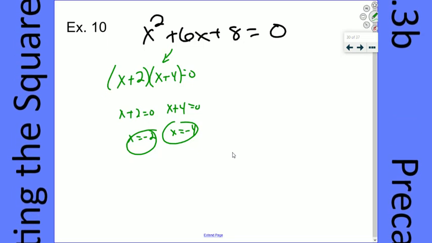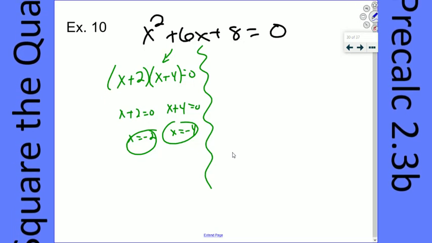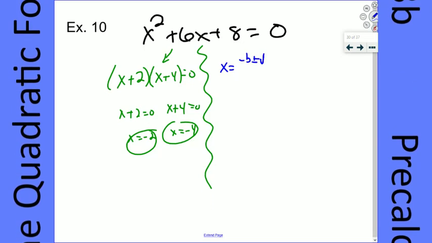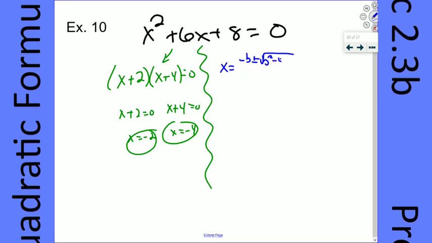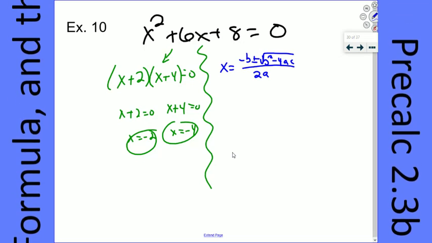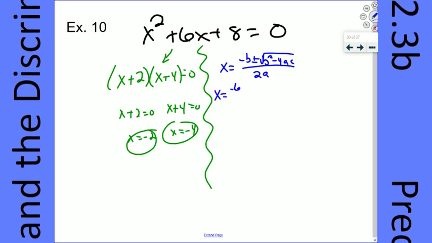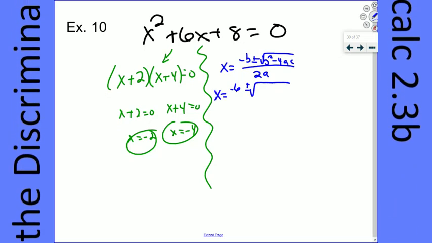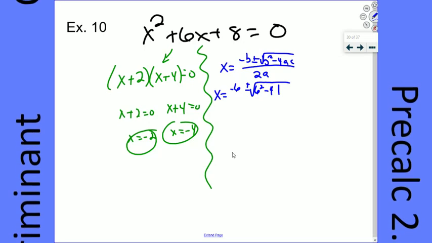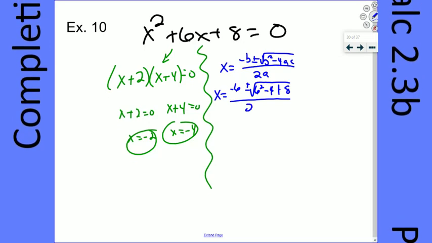All right, but in case you didn't recognize that you could factor, and you didn't want to use completing the square, you could use the quadratic formula. So x equals negative b plus or minus the square root of b squared minus 4ac, that whole thing over 2a. Let's fill in our a's, b's, and c's. x equals negative 6 plus or minus the square root of 6 squared minus 4 times a, in this case 1, times c, in this case 8, all over 2 times 1.